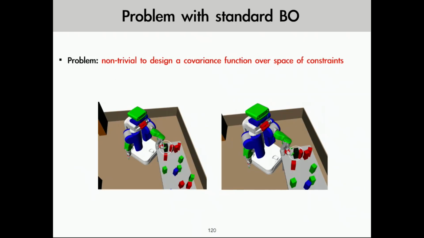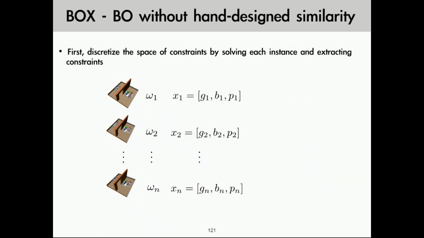The problem is that it is non-trivial to design such a covariance function over the space of constraints because of the problem that I mentioned previously, where we have a large change in rewards with respect to changes in the space of constraints or actions. So what we propose is a different kind of Bayesian optimization algorithm, which we call black box function optimization from experience, where it does not require such a hand-designed similarity.